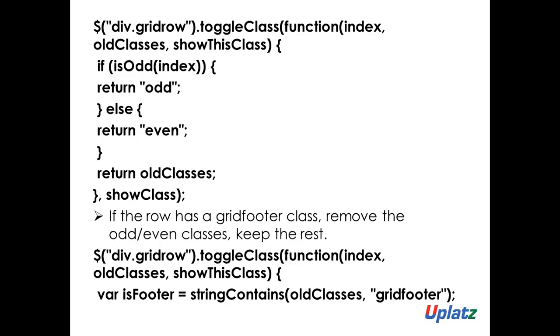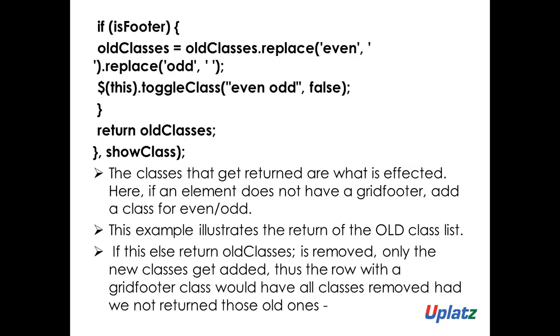If a row has the grid footer classes, we can remove the odd or even classes and keep the rest. So for a div.grid row toggleClass function, I'm passing these parameters. For isFooter, if the string contains old classes or grid footer, meaning it is a footer, I'm replacing even with odd, and I add a toggle of even, odd, or should be false, and then I'm returning the old classes. What is affected here is that if an element does not have a grid footer, you need to add a class for even or odd, and then you can return the old class list. Otherwise, I'm returning old classes, meaning it is removed and only the new class gets added.